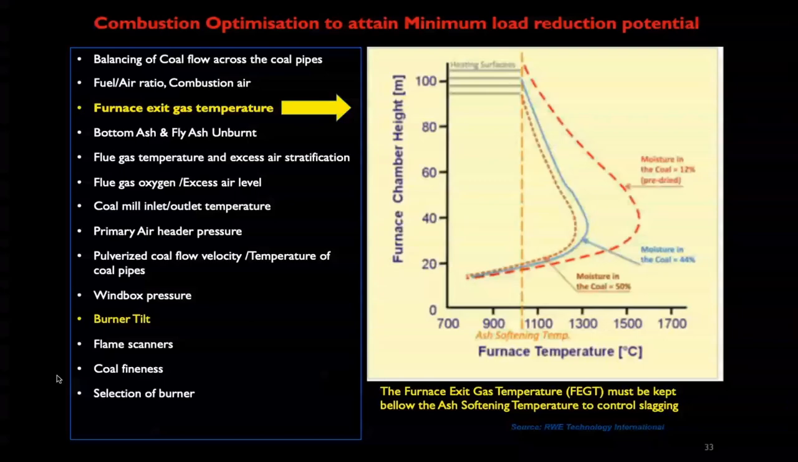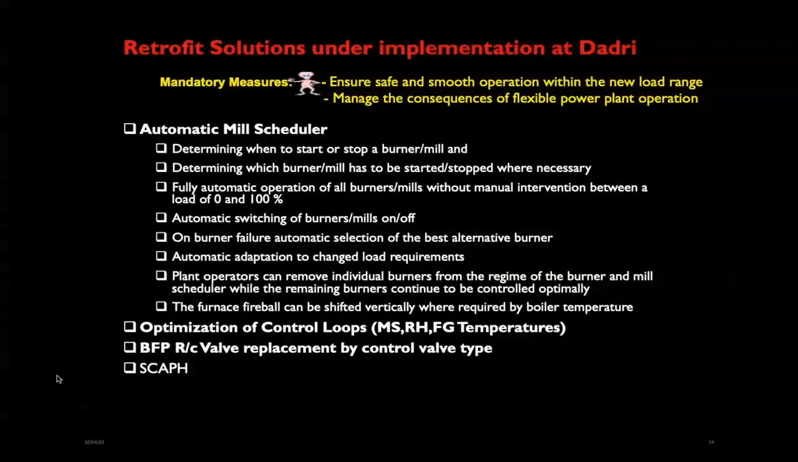Coming to the retrofit solution implemented at Dadri. So in two categories, in fact, this was a suggestion by Siemens. So one is mandatory. This would ensure safe and smooth operation with the new load ranges, means 40% or whatever range that you are operating. Another important thing is to manage the consequences of flexible operation. It's very important. And safety is the most important, safety to man and machine. Because this was a shorter time, sometimes I can present the entire presentation on safety due to flexible operation.